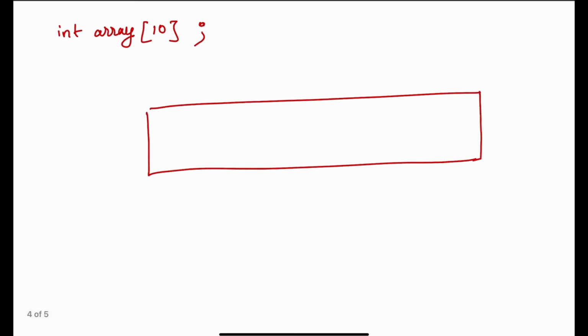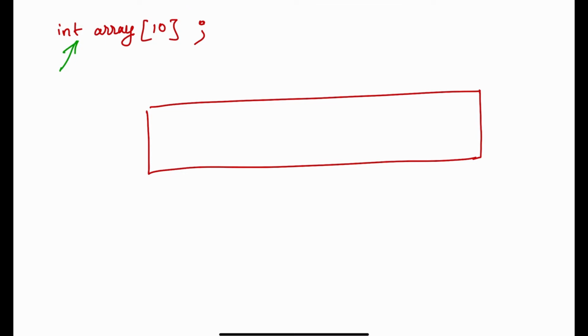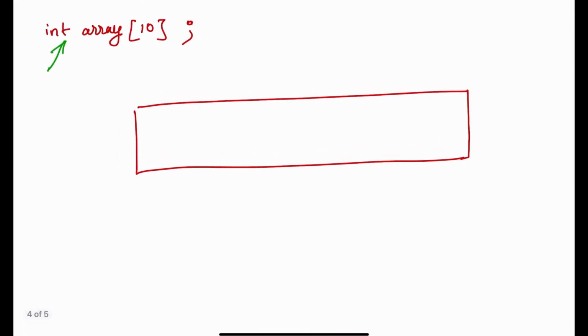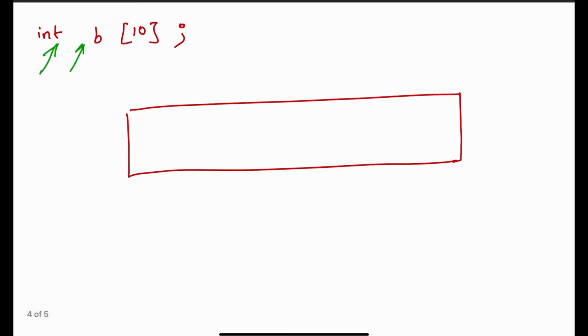The first part defines the data type which we are giving to the array. The second is going to be the name. Say for example, here we have used array, which is the name, but we can change it also. We can name it anything. For example, we name it B, only B, for convenience and for better understanding.